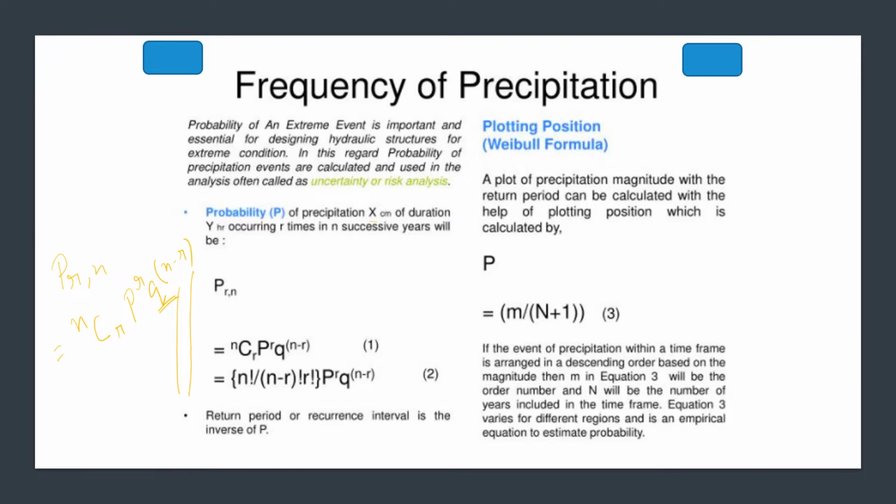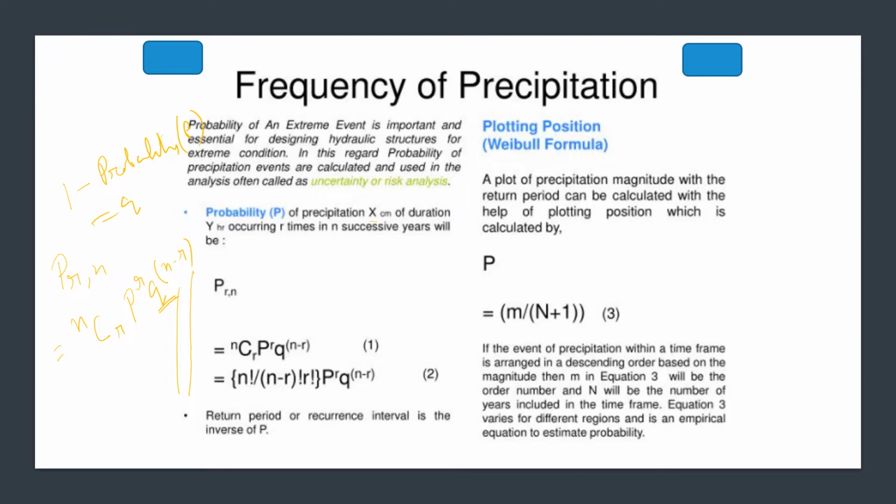This Q is the probability of that event not occurring in the n successive years, or you can say 1 minus P is Q. That means it is the probability of that event not occurring R times in the next n number of years. Okay, so let us take a simple problem and solve it.